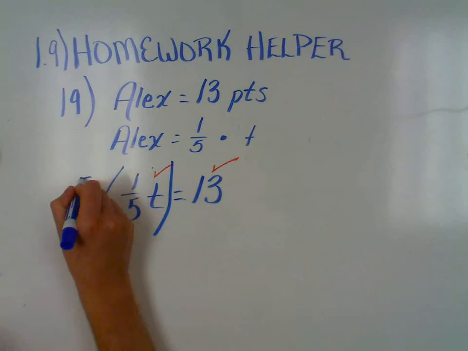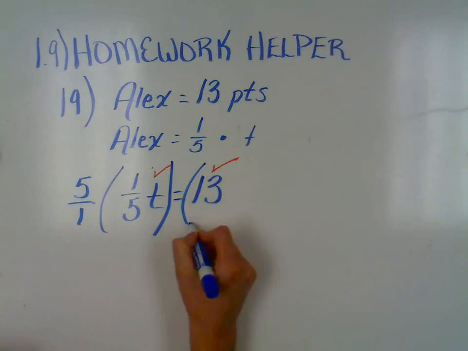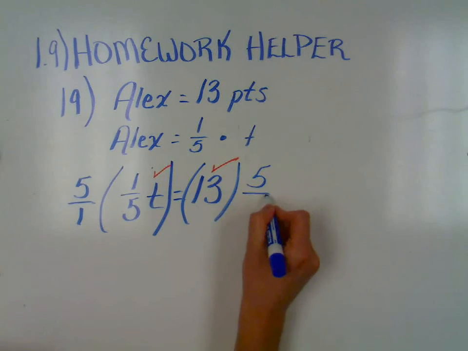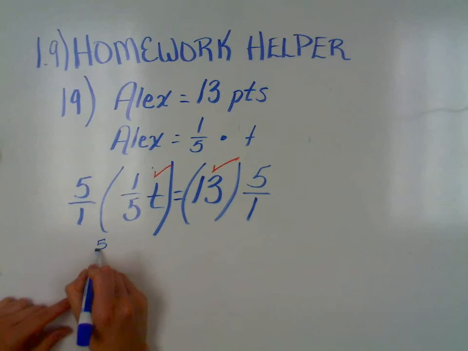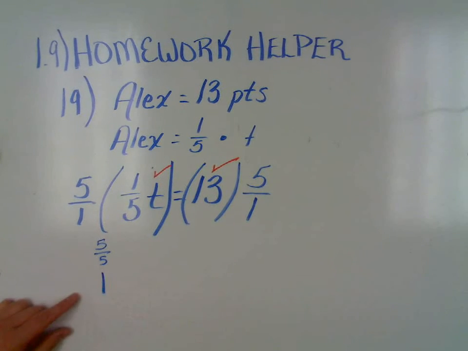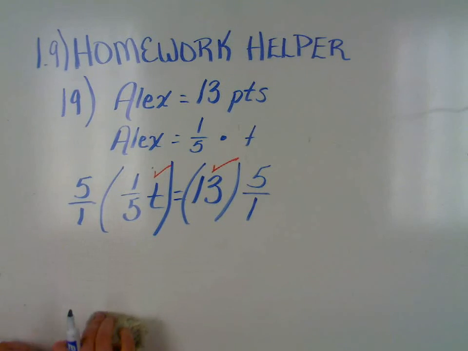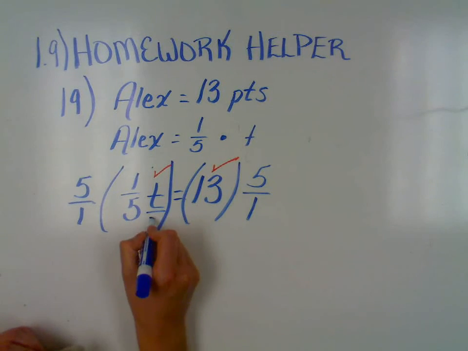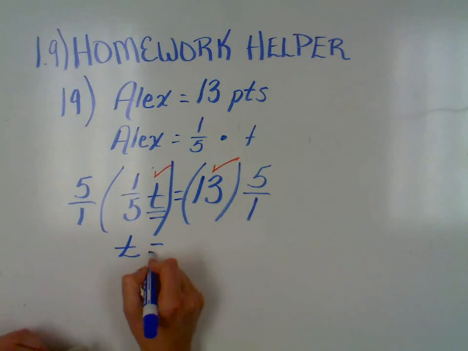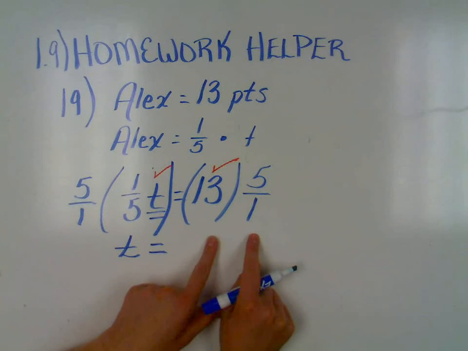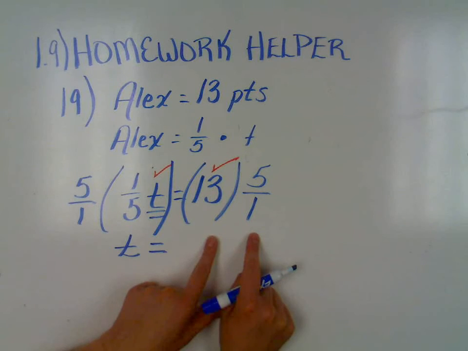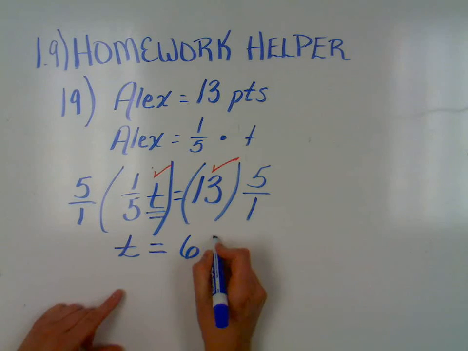And again, I can show you the mathematical logic behind this, is because on the left side, 5/1 times 1/5 becomes 5/5 or 1, which is what's happened in all the multiplication or division problems that we've dealt with. So that's just going to end up, when it's all said and done, leaving me this guy, T, on the left side of the equal sign. Over here, I've got 13 times 5, which isn't too tough. 13 times 5 is 65.